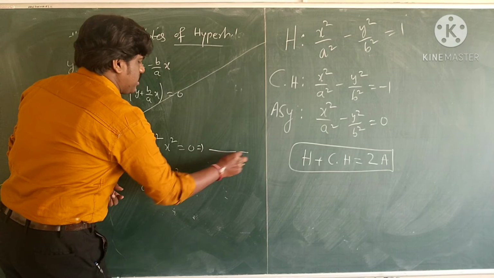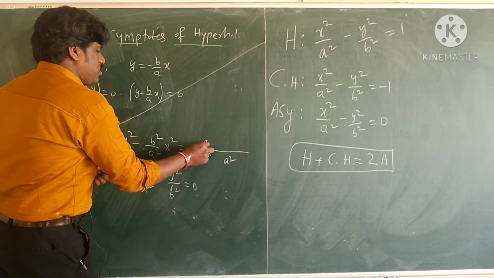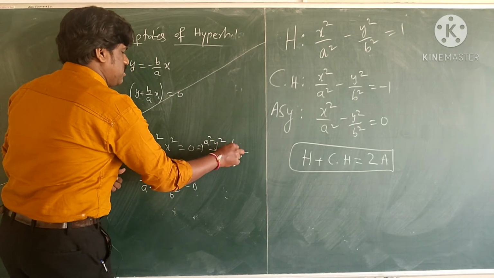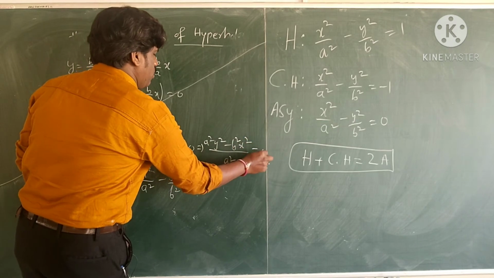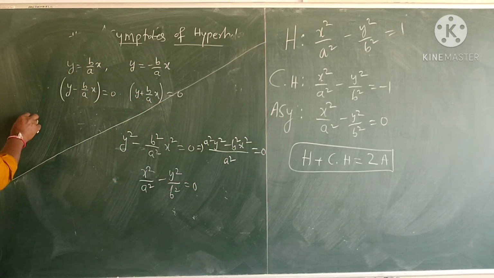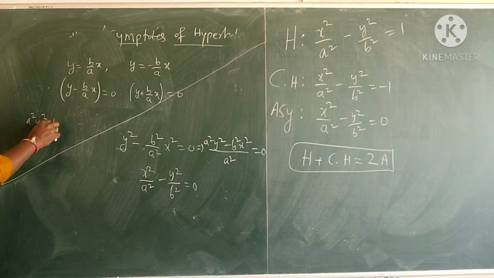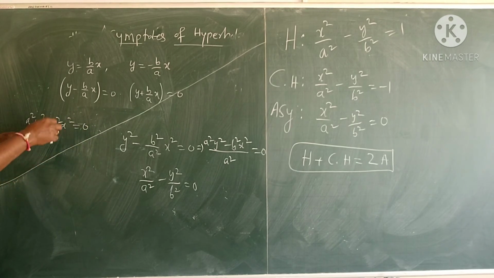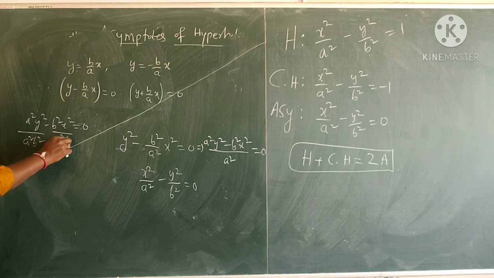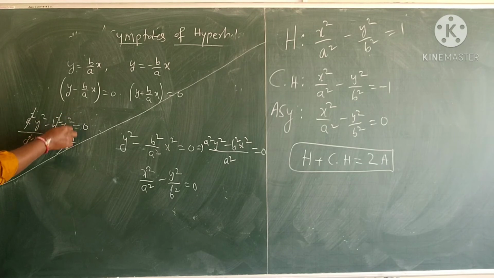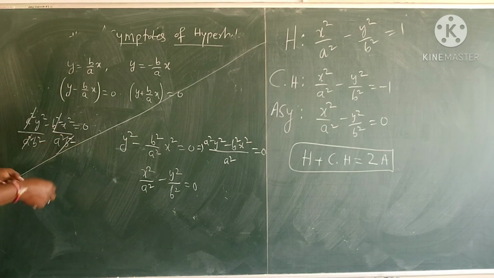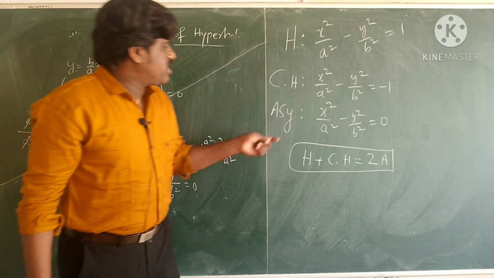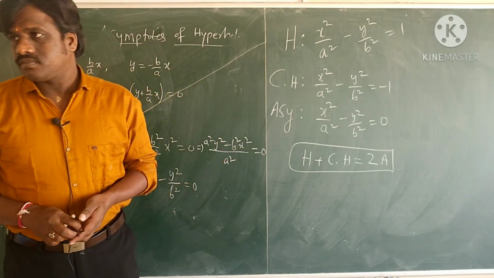The simple thing is a square, you do the LCM. So you get a square y square minus b square x square is equal to 0. Now divide by a square b square. Suppose here I divide by a square b square, see b square is gone, a square is gone, so x square by a square minus y square by b square equal to 0. This is the equation of asymptote.